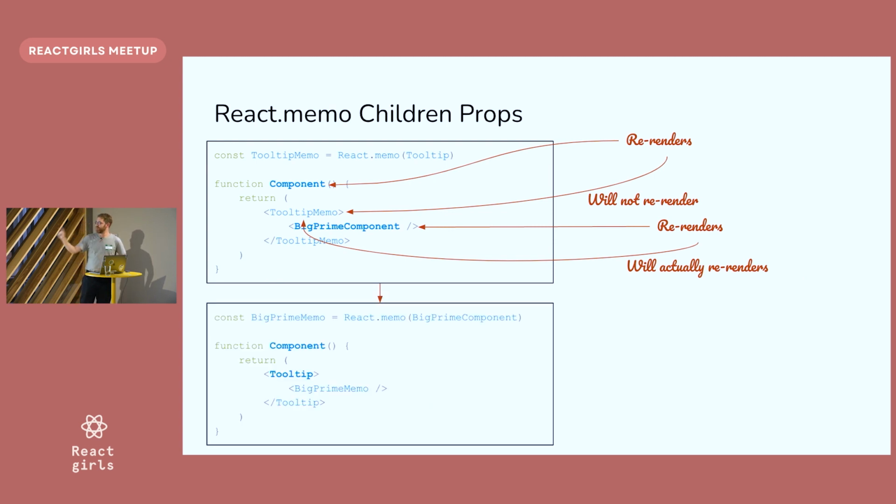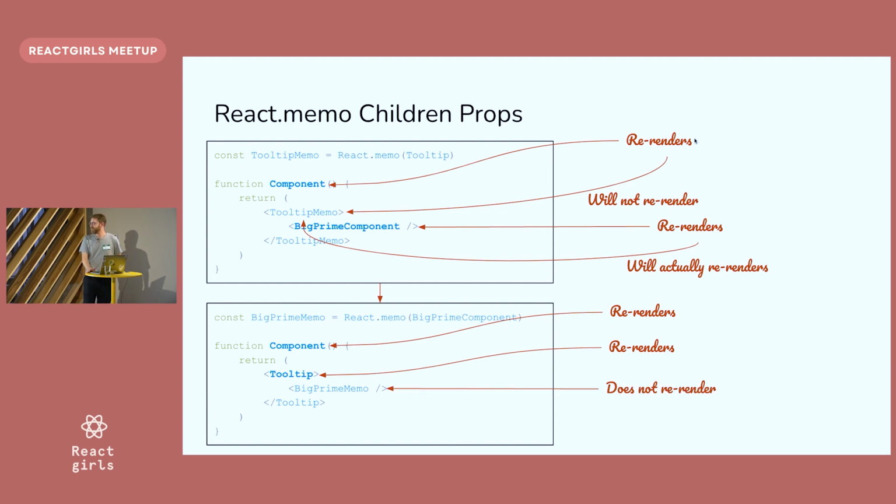So yes, it re-renders. Very similar, but now we're memoizing the big prime component too, and the tooltip will render, right? However, the big prime memo does not re-render because it has no reason to. Props didn't change, it's memoized, it's fine. So in this case, if you want to not re-render any of those, you need to memoize them both, even if you're passing it down. Both the tooltip memo and the big prime component would need to be memoized.